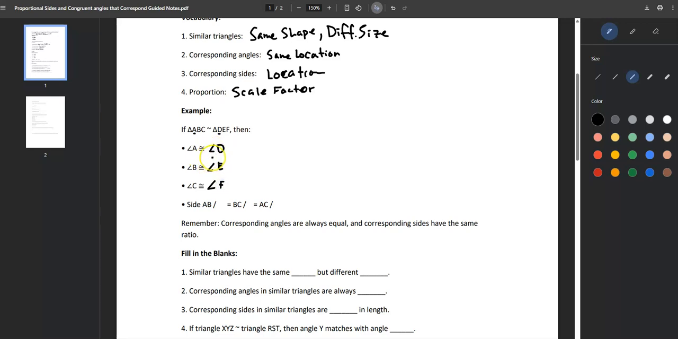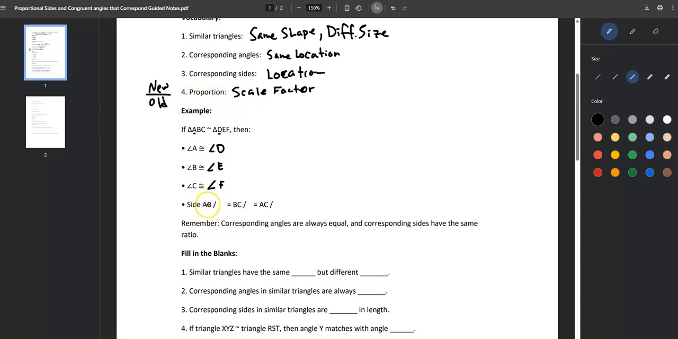So these are my corresponding angles, and if we have similar triangles, that means they have to be the exact same angle. Meaning if angle A is 30 degrees, D better be 30 degrees as well for them to be similar, and all the others there as well. If I look at my side lengths, AB, if I do proportions, again, proportions are going to be like that new over old that we talked about the first day. So these proportions, these scale factors have to be the same.